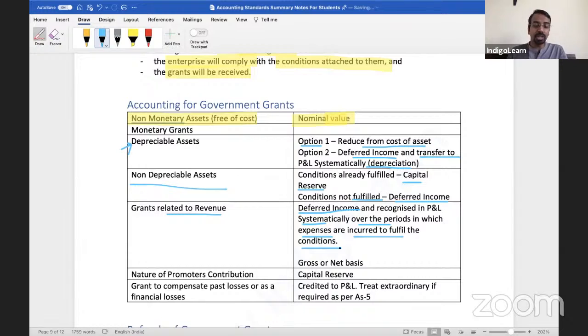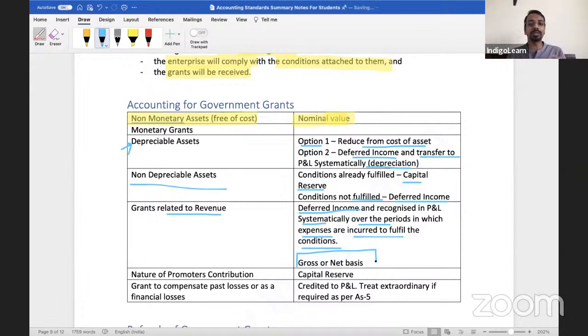In that proportion, you will transfer the amount from deferred income to the profit and loss as other income. Now, two presentations are possible: gross basis and net basis. You can show the expenses on gross basis and this amount as other income, or you can reduce this other income amount from the respective expenses, right? So in the proportion of the expenses that are being incurred, you will transfer the amounts from deferred income to the other income account, right?